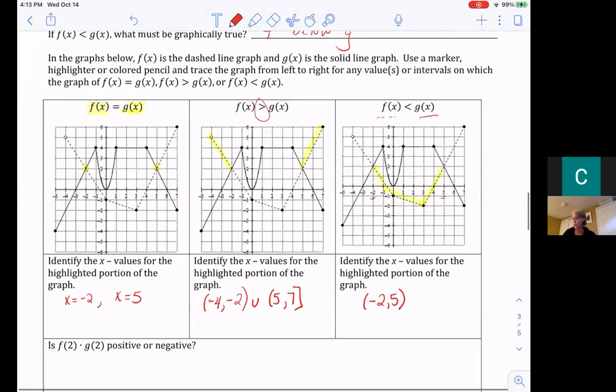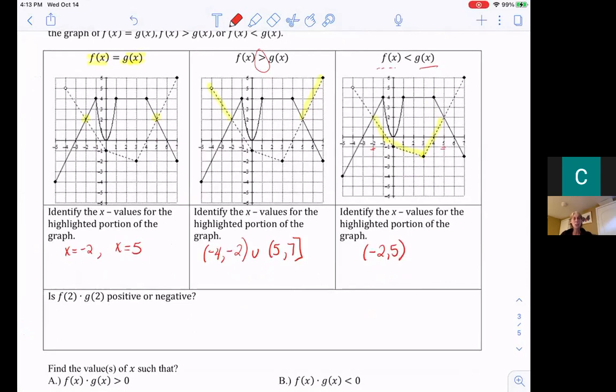Now let's look at a weird type of question. Is f of 2 times g of 2 positive or negative? I don't care what the value is. I just want to know if it's positive or negative. So if I go to 2 and I look at f of x as a negative value, and I look at g of x, which is a positive value, if I was to multiply a negative times a positive, I'm going to get a negative answer. So it's negative. And again, don't even care about the numbers. Sometimes we do, sometimes we don't. I just wanted to know if it was negative or positive.